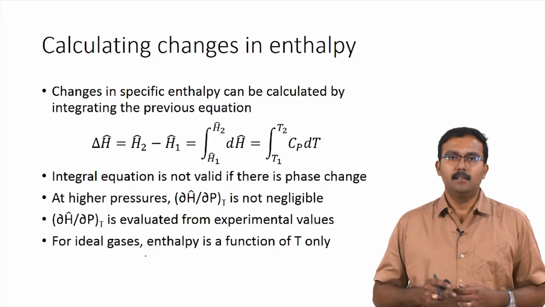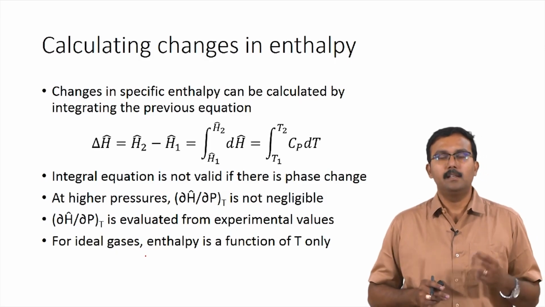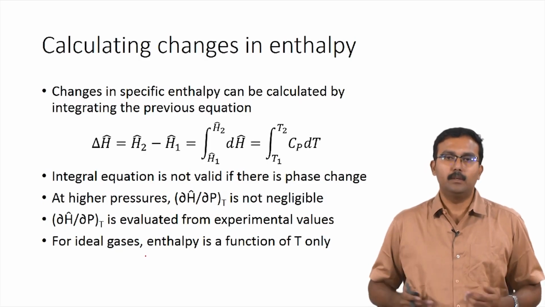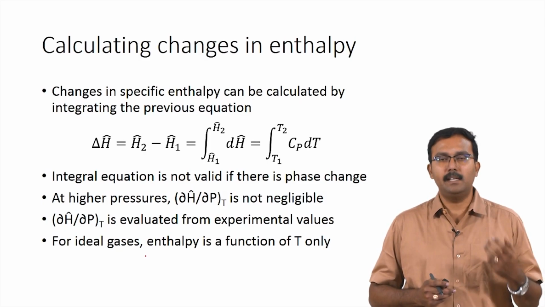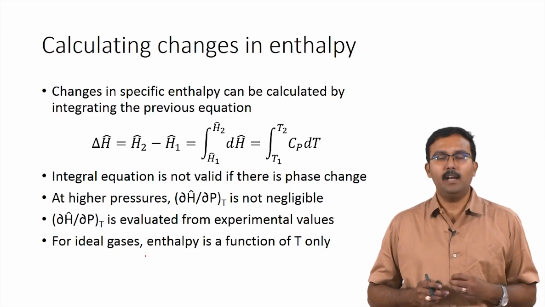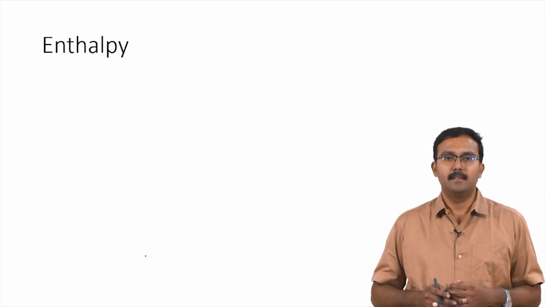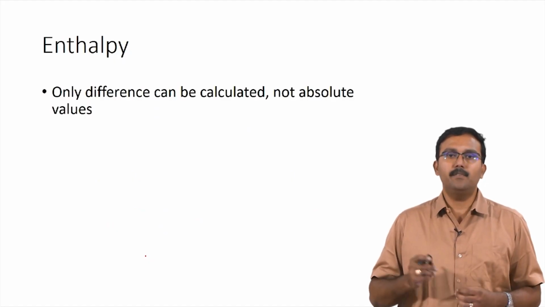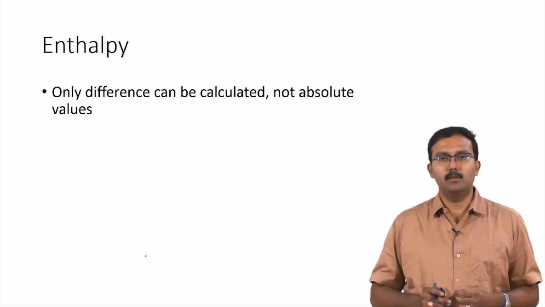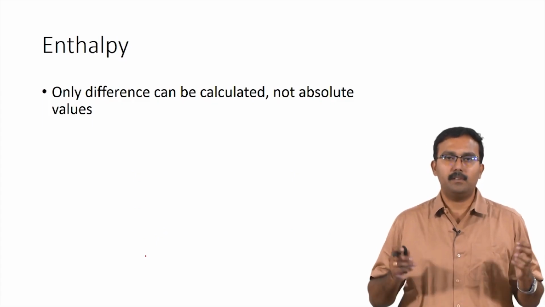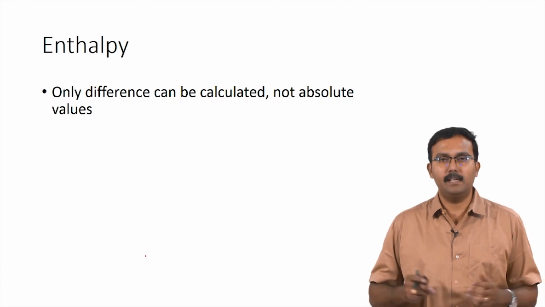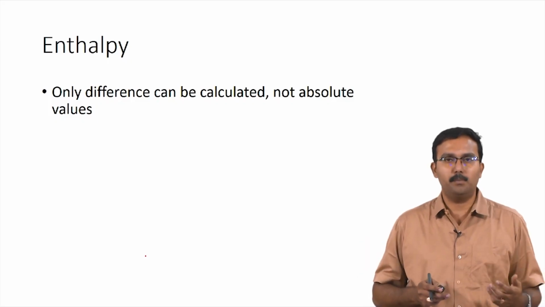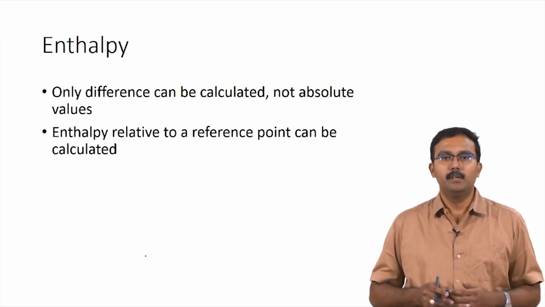For ideal gases, enthalpy is a function of temperature only, thereby the second term, dou H cap dou P at constant temperature, goes to 0. So, the equation which we have, integral Cp dT, is valid for all ideal gases as long as there is no phase change. When we talk about calculating enthalpy, we need to understand that only differences can be calculated, not absolute values. Just like internal energy, the values given in tables and textbooks are relative to a reference point. It is not the absolute value.